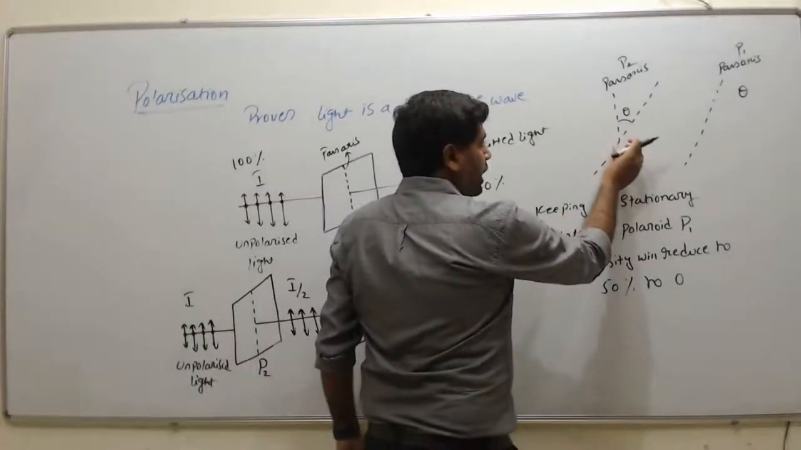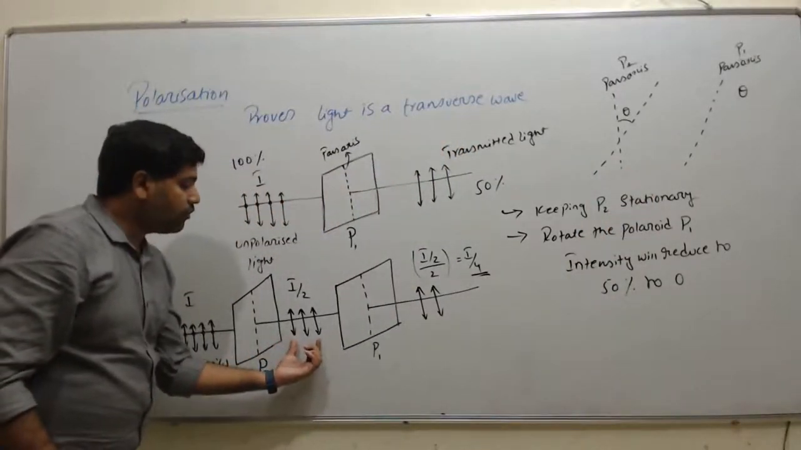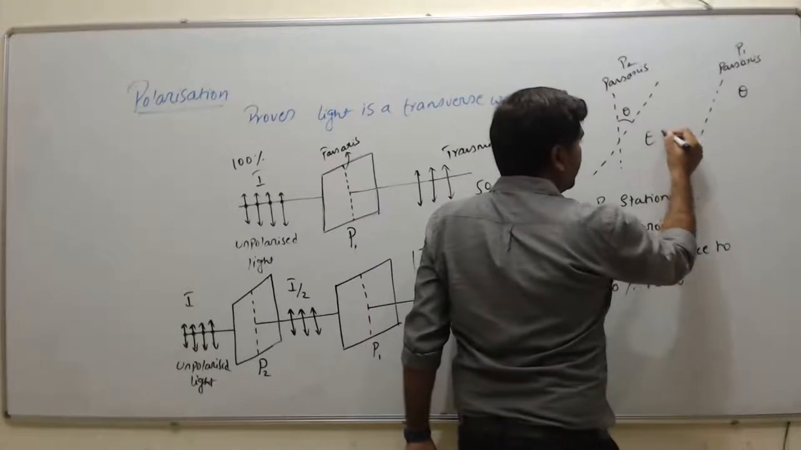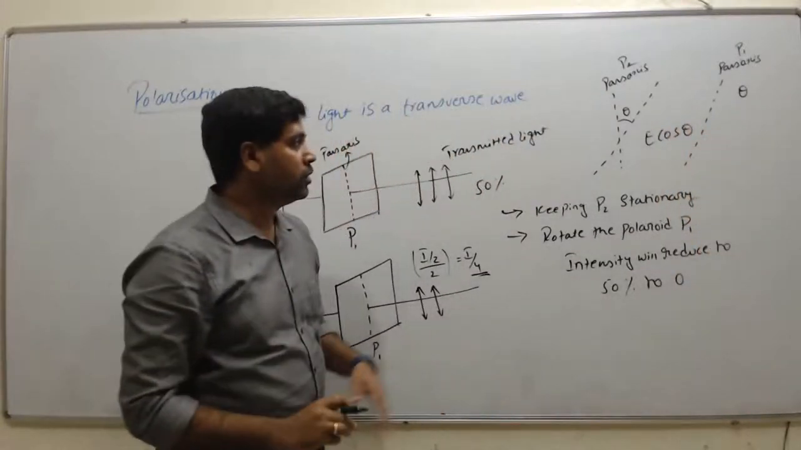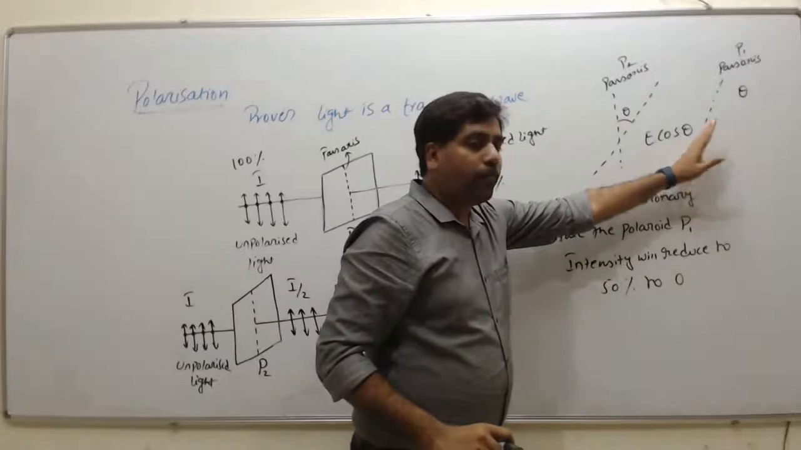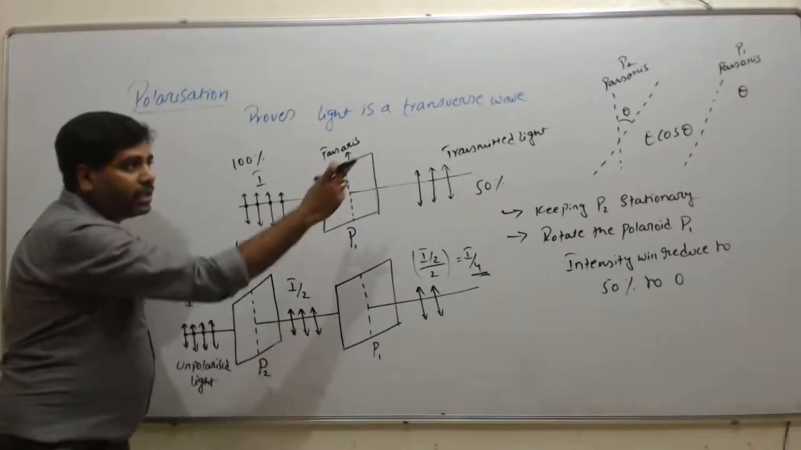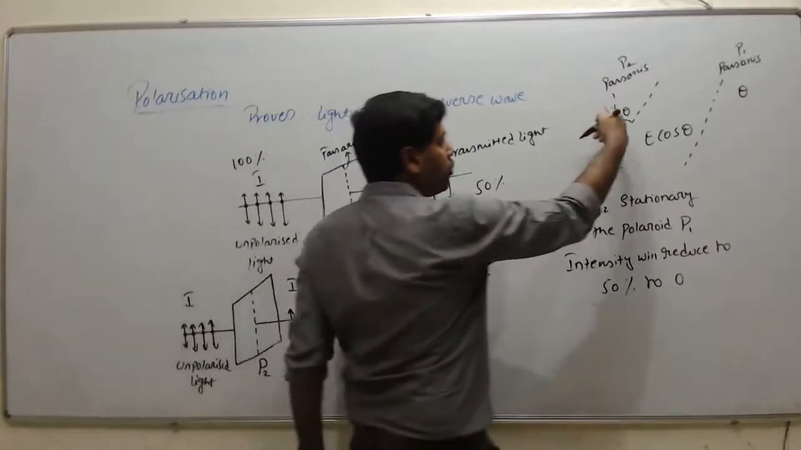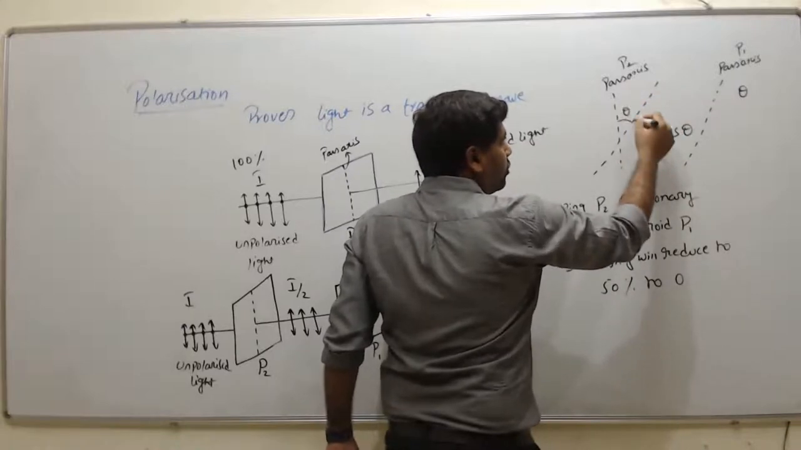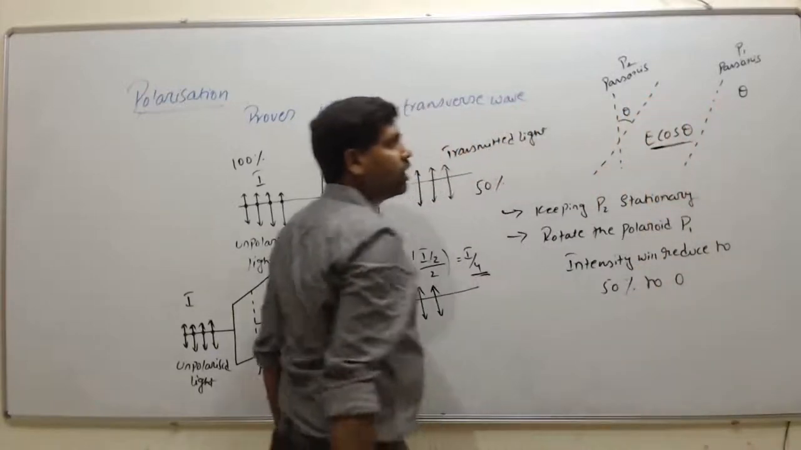Then the polarized electric vector coming from P2 falls onto the polaroid P1 with the component E cos theta, right? So this component will fall onto the axis of polaroid P1. E cos theta is the component of the electric vector, where E represents the electric vector. If we resolve this, we get the component E cos theta, and this cos theta component will pass through the polaroid P1.